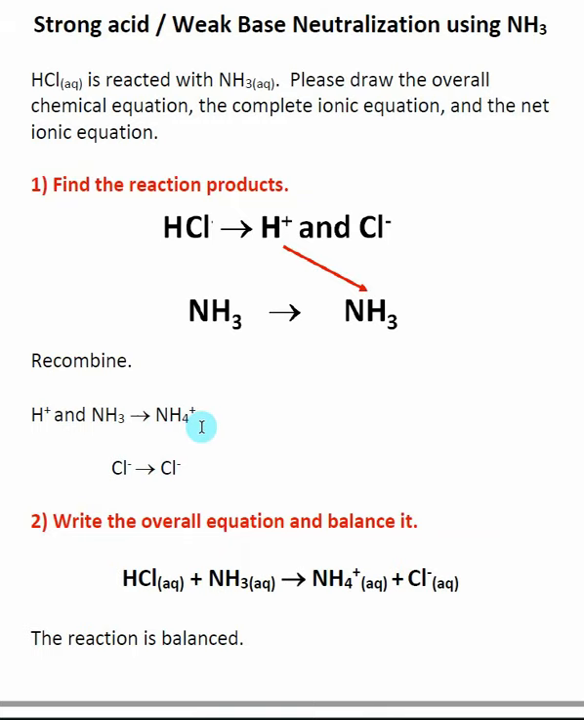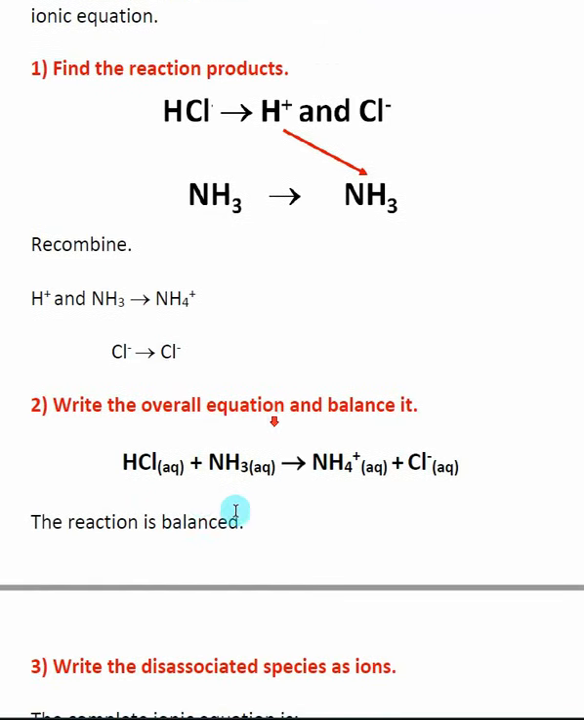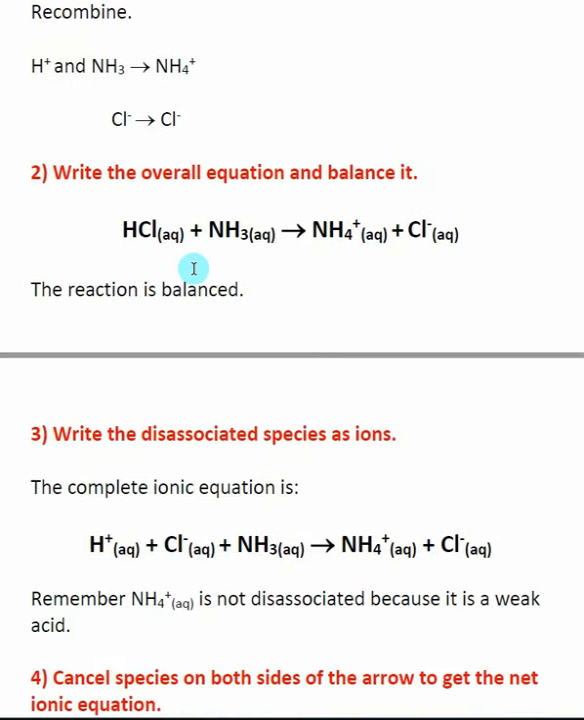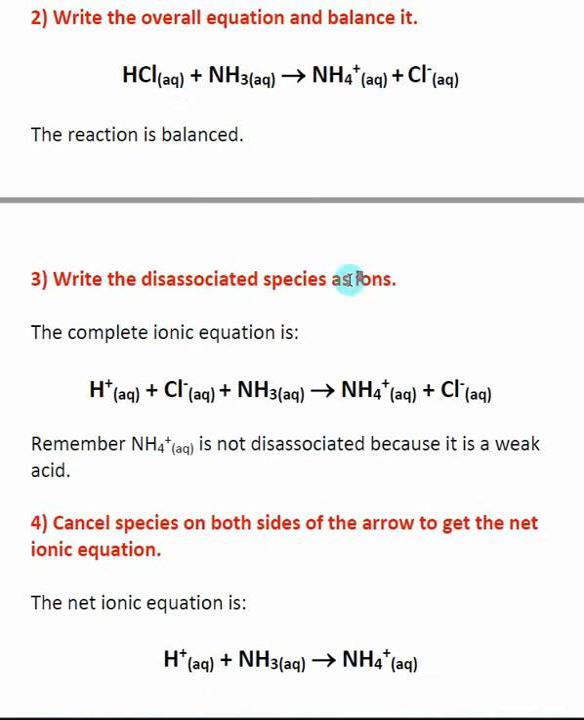So when we do strong acid, weak base neutralizations with ammonia, you have to remember it looks a little bit different, in that the ammonia just grabs onto a hydrogen to form ammonium. So when you write the overall balanced equation, HCl breaks up to H plus and Cl minus. The ammonia grabs onto the hydrogen to become ammonium, and then we have just a chloride. So as always, we take a second and make sure that our reaction is balanced, and in this case it is. And then the next step, we go to the complete ionic equation.